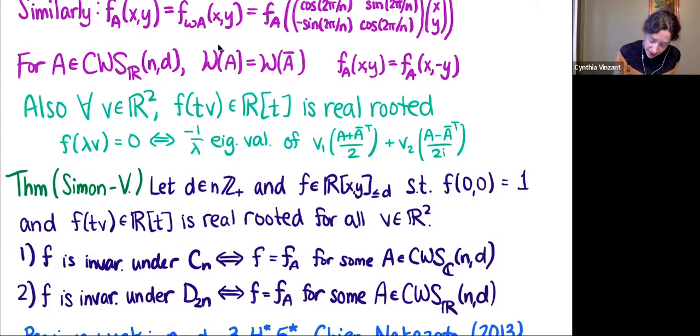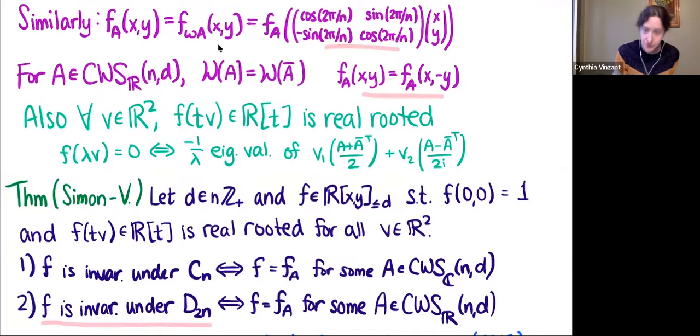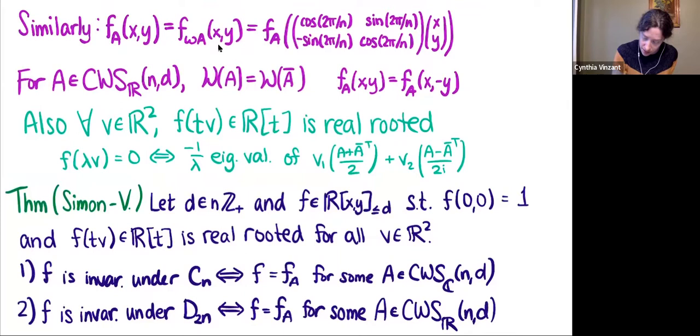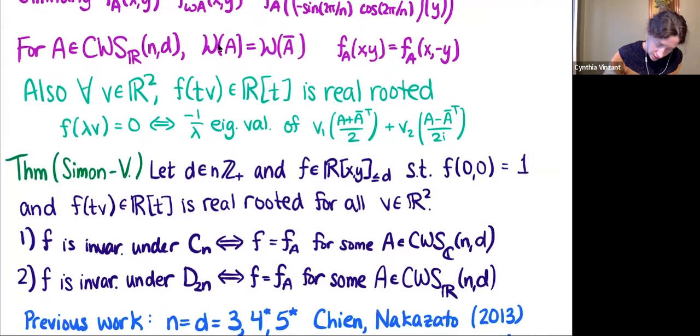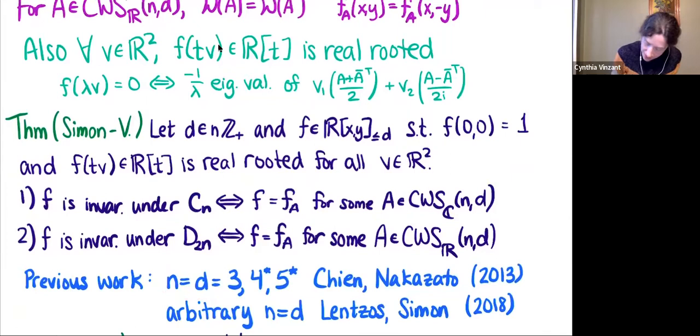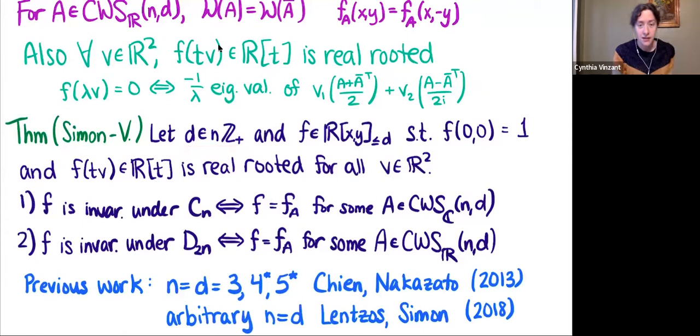And it's invariant under the action of the dihedral group given by these two symmetries if and only if it can be written as the Kippenhahn polynomial for some cyclic weighted shift matrix with real entries. Maybe I'll just note that in special cases where n is actually equal to d, this was proved for cubics, and in special cases for degrees 4 and 5 by Chan and Nakasato, and is proved for arbitrary n equals d by Constantine Slantos and Faye Simon. And then later together, we were able to generalize it to arbitrary multiples of n.